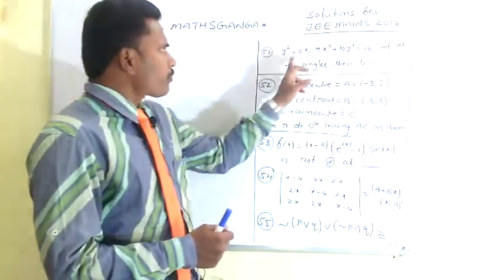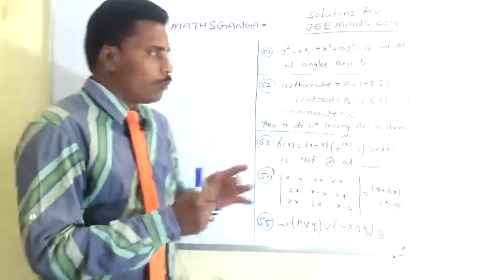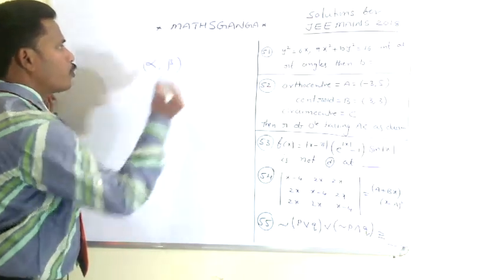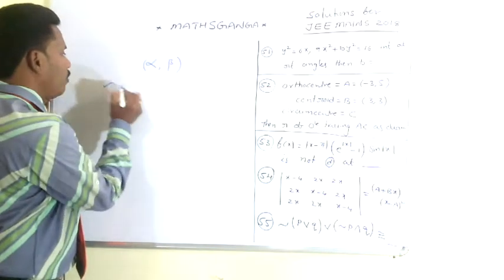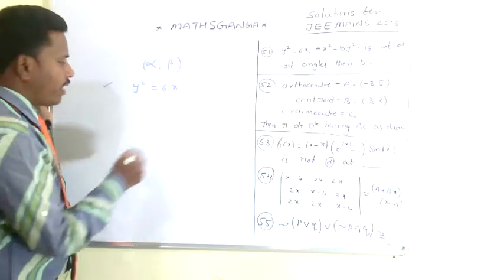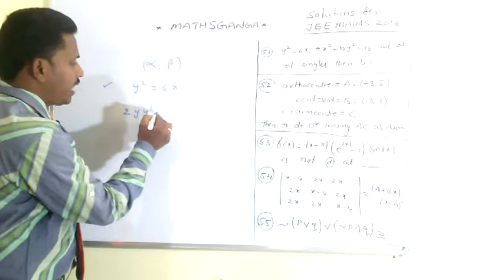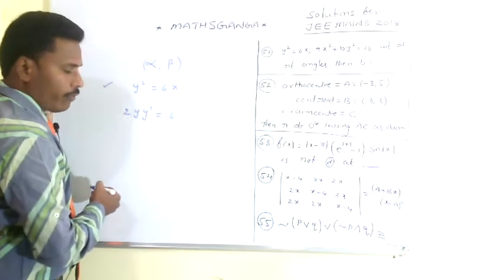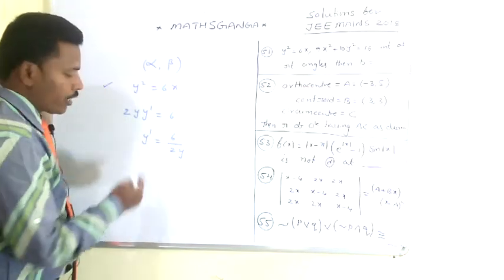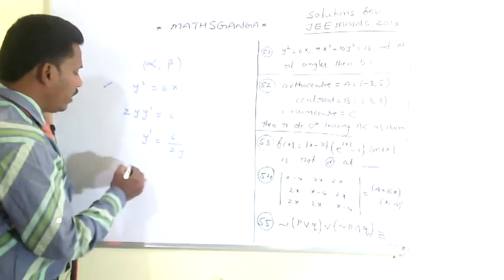Now since we don't know b, there is no need to find the point of intersection. You just let alpha comma beta be the point of intersection of those two curves. Coming to the first curve, y square is equal to 6x. To calculate the slope of the tangent, take the derivative on both sides. The derivative of y square is 2y y dash, and for 6x the derivative is 6 itself. Then on simplification, y dash is equal to 6 by 2y. So y dash is the derivative of y, which is given as 6 by 2y.